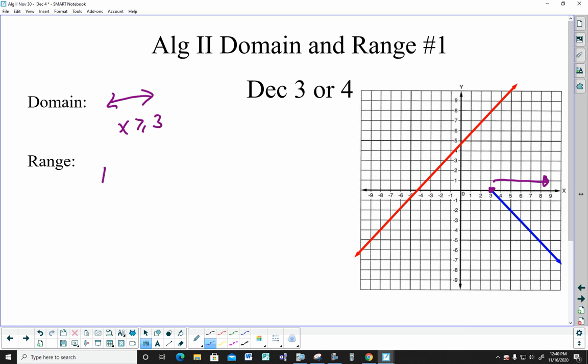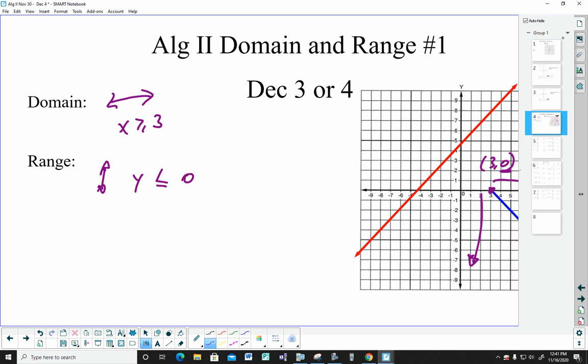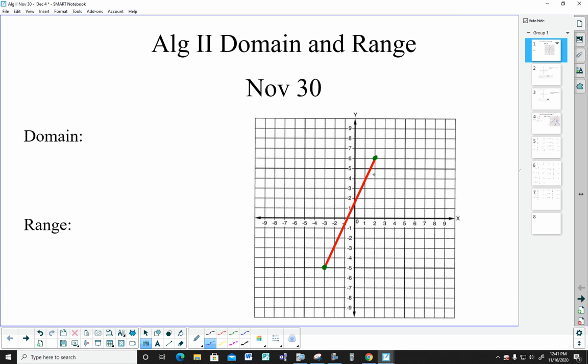Range, it's your up to down motion. It starts, so that coordinate is 3, 0. It starts at 0 and goes as far down as it wants. So that means your y values are less than or equal to 0, because it's starting at 0 and goes as far down as I want. So it's everything less than or equal to 0. Again, I'm assuming that endpoint is closed. Okay? So this is looking at ones that go on forever, that they are not segments that are stuck between 2 points. Okay?